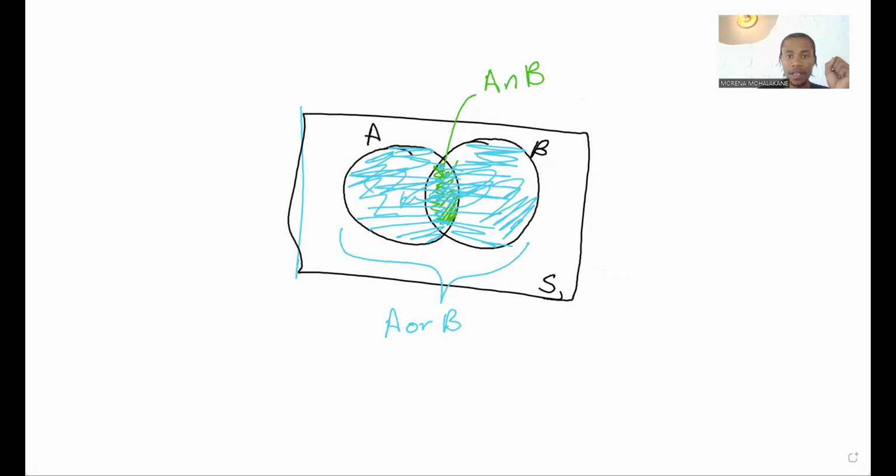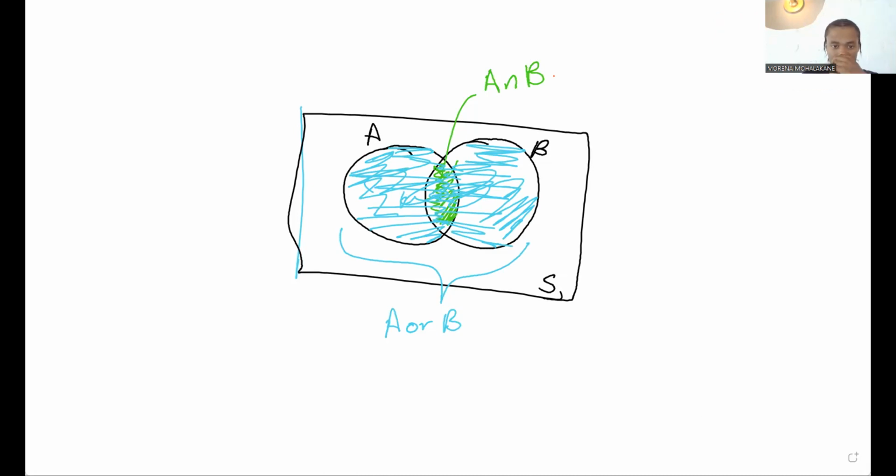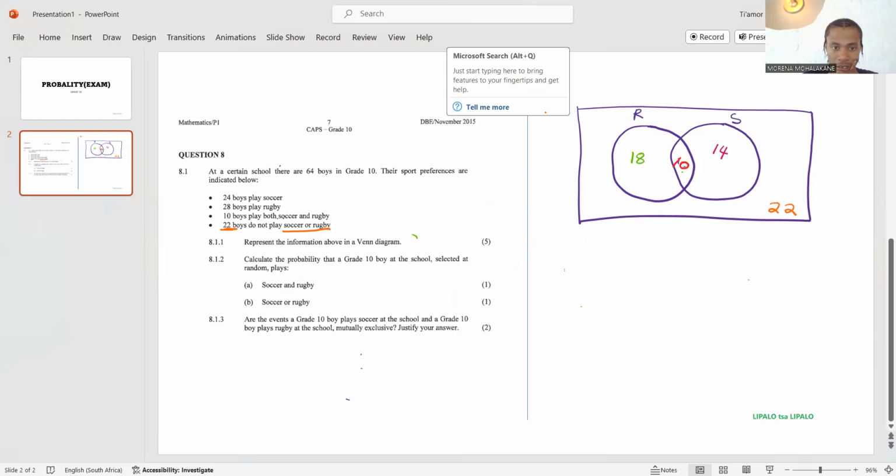Now going back to my question, right? Getting back here. They're saying calculate the probability that a boy at school selected at random plays soccer and rugby. Soccer and rugby.